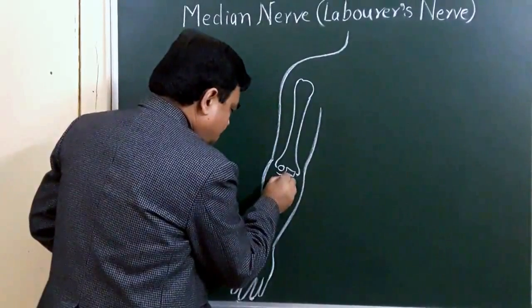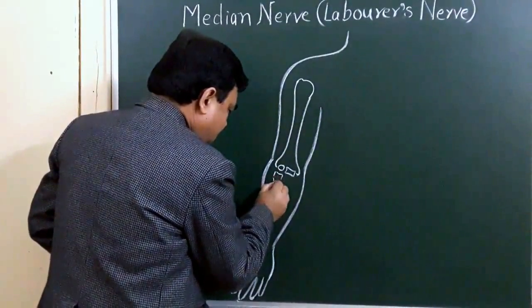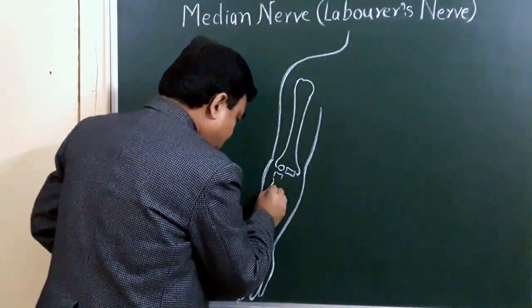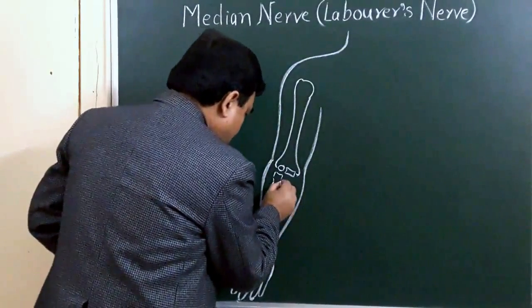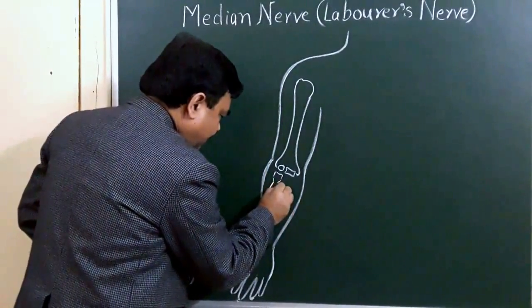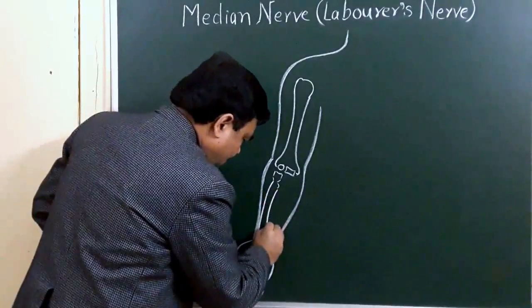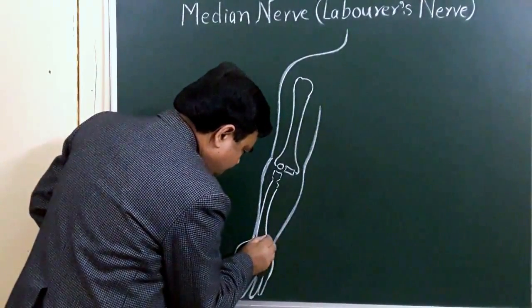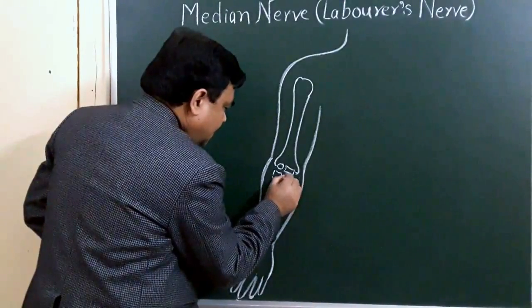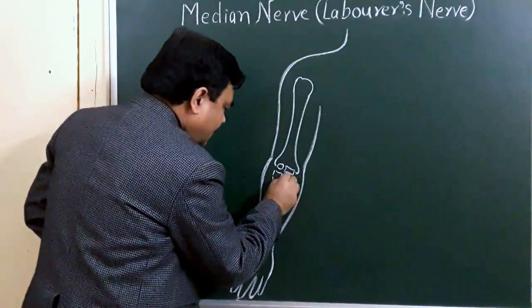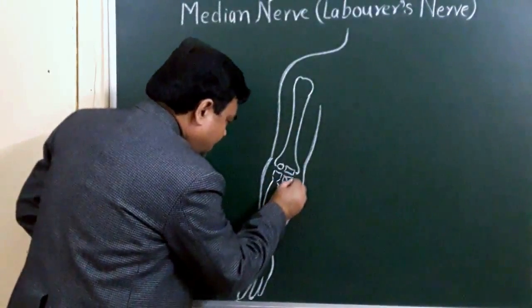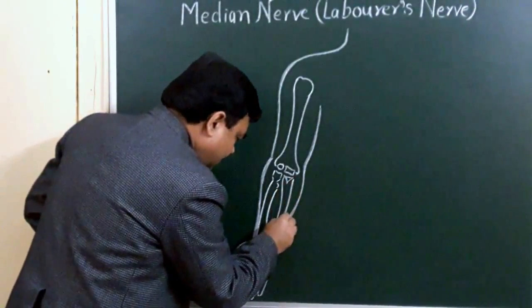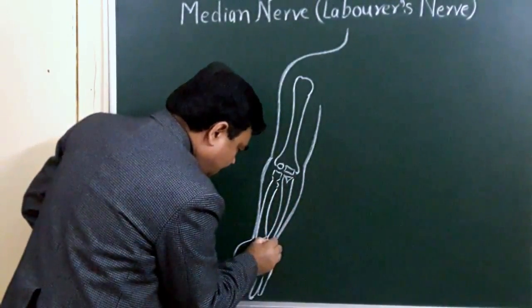Here is the radius. This bone is the radius. Here is, this is the ulna.